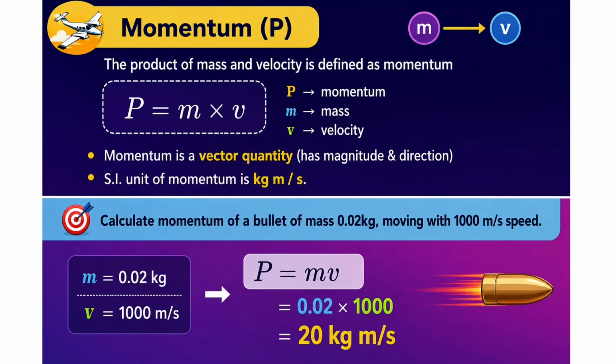Now we apply our golden formula: P is equal to mass into velocity. Substituting the values, we get 0.02 into 1000. When we multiply this, our final answer comes out to be 20 kg meter per second. See how simple that was.